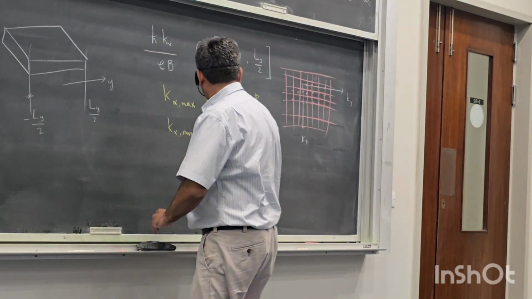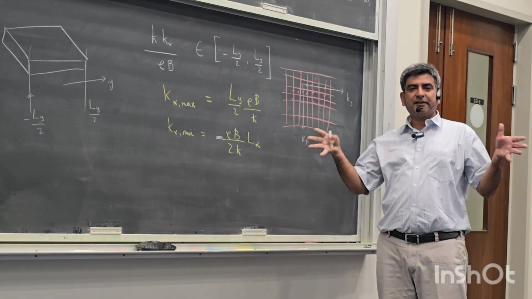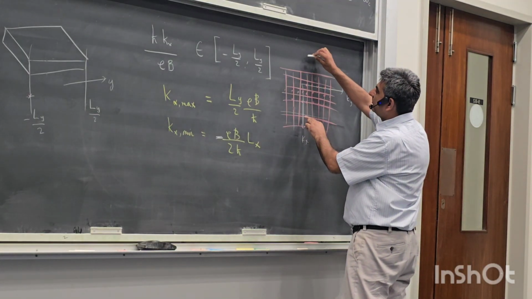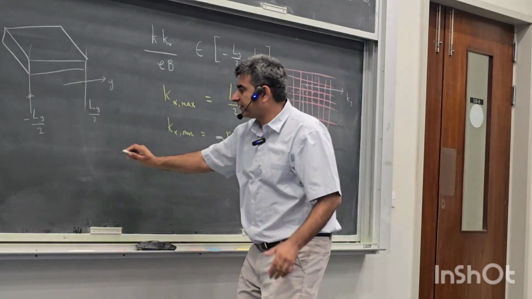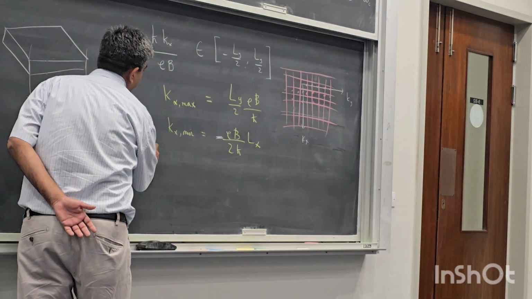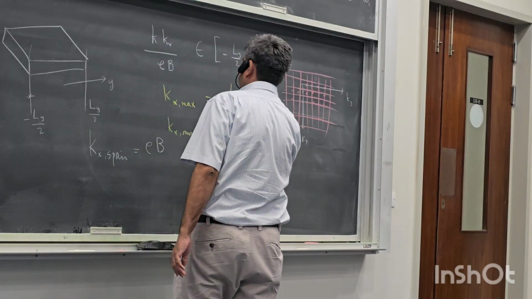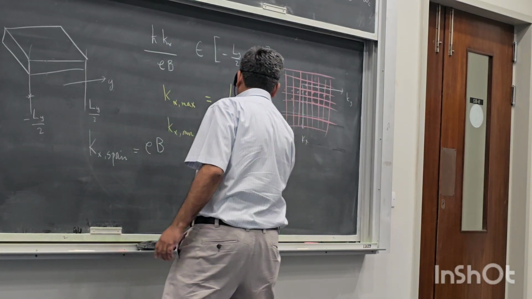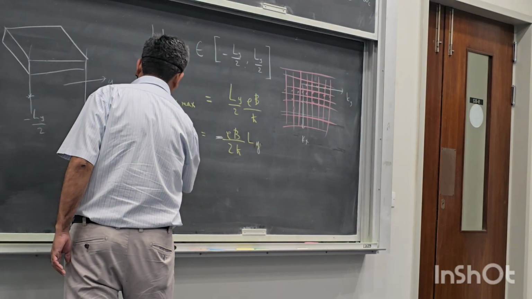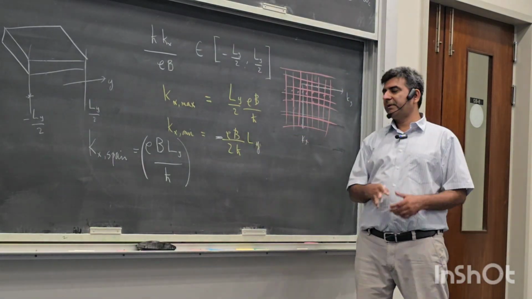So the total span in the Kx space, you cannot take all values of Kx, they have to be bound from minimum and the maximum. So the total span of Kx is simply Eb Ly over h bar, correct? So there's maximum minus minimum.